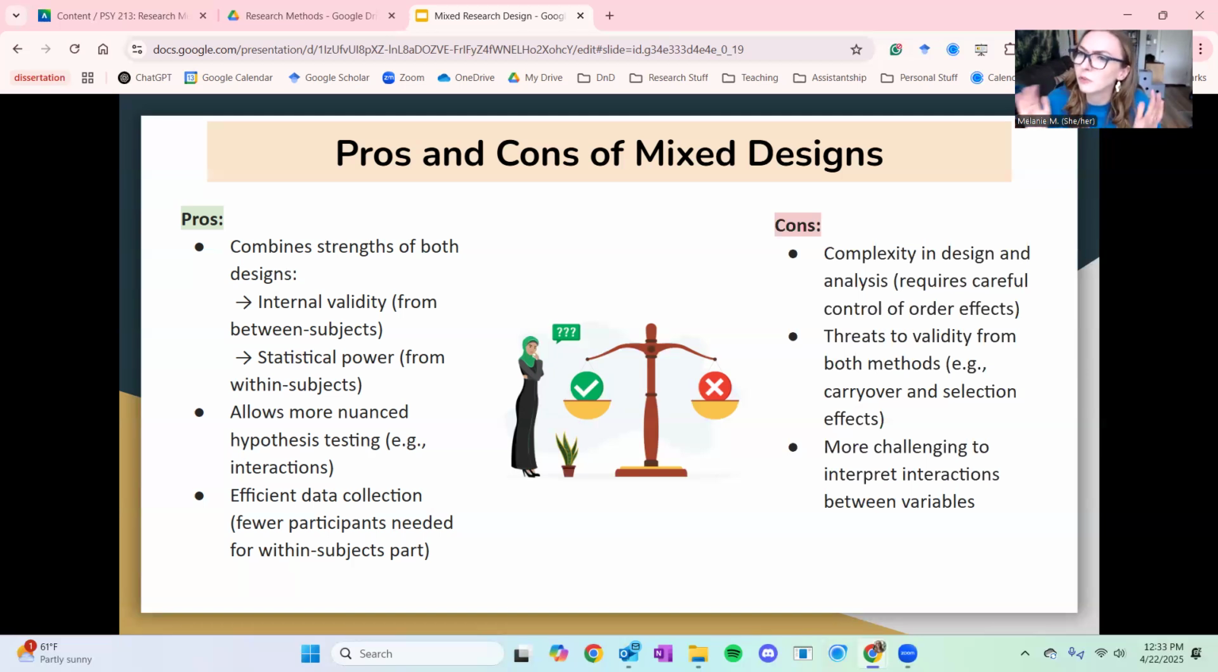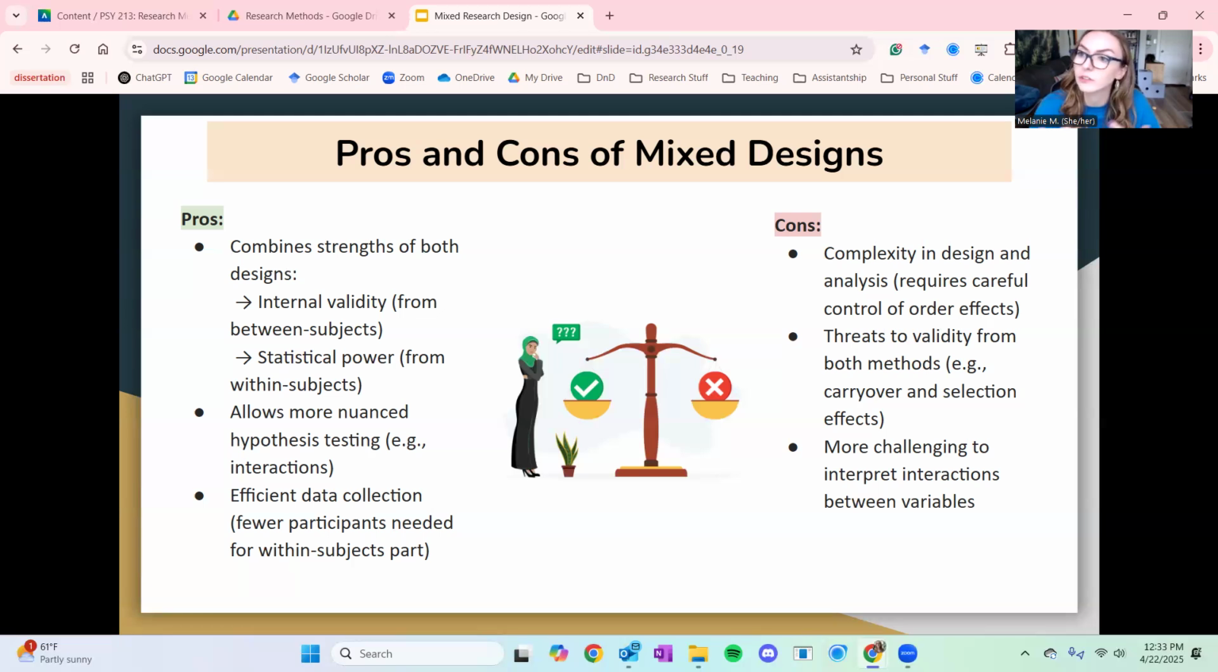You really want several people on the research team just because there is always another layer to be considered. And they take a lot more time to design for that purpose. It just takes a lot more intentionality. And part of it is because while you are getting both the pros of these different approaches, you're also getting both of the cons of those approaches. So there's more threats to validity when you're looking at both of those methods.